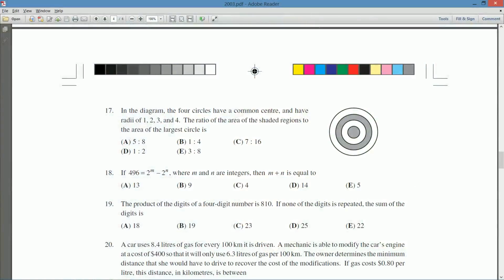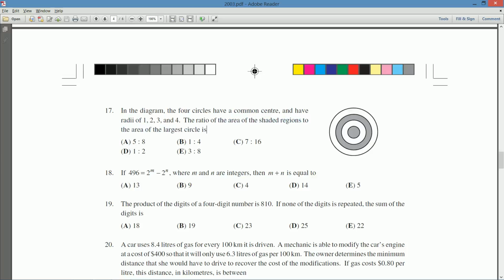In the diagram, the four circles have a common center and have radii 1, 2, 3, and 4. Obviously the outer one has the bigger of the radii. The ratio of the area of the shaded regions to the area of the largest circle is... So we want the area of the shaded region, so this inner dot and this outer ring, to the area of the largest circle. So that whole area, not just the part that's left out in the outer circle, but outside of the second largest circle.